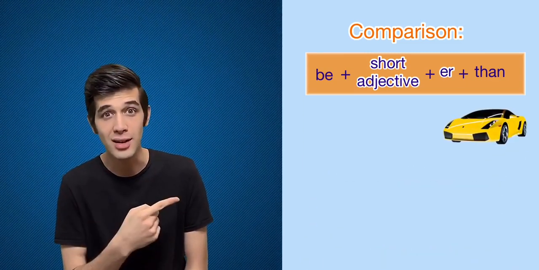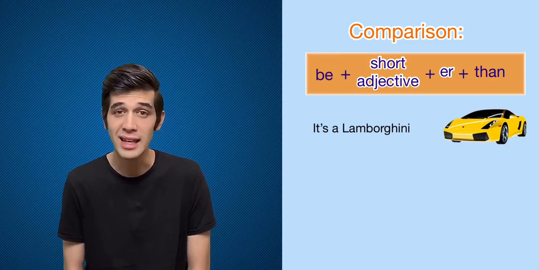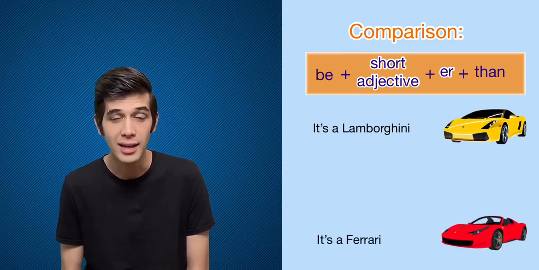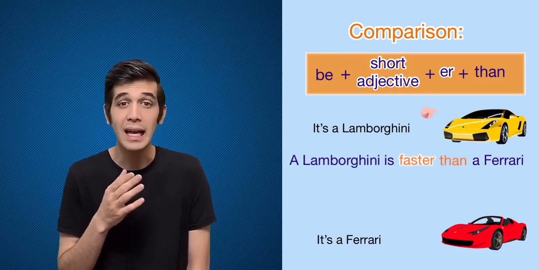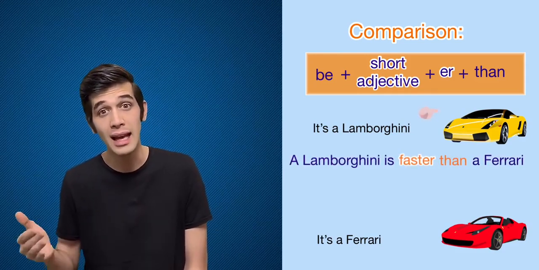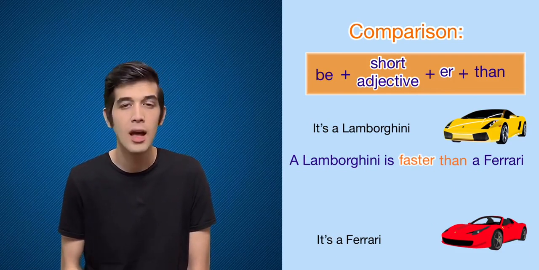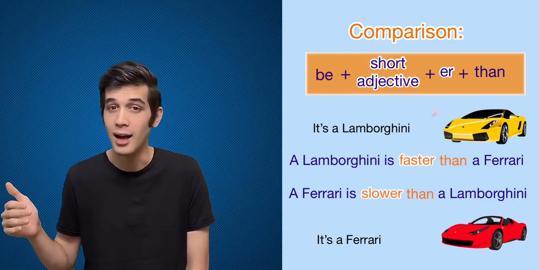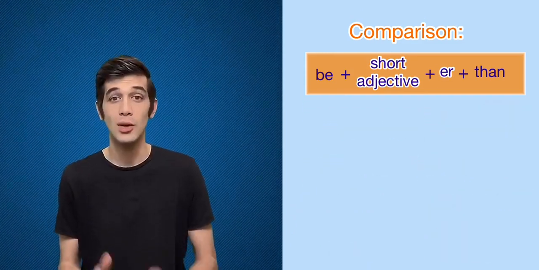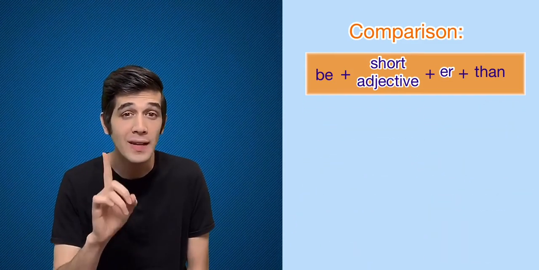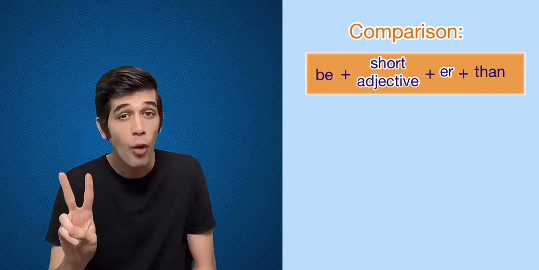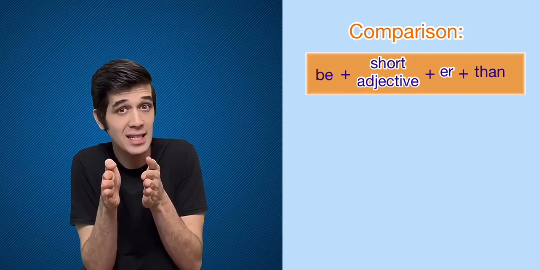Look at this car. It's a Lamborghini. And look at the other car. It's a Ferrari. A Lamborghini is faster than a Ferrari. A Ferrari is slower than a Lamborghini. So guys, that was comparison between two things for short adjectives.